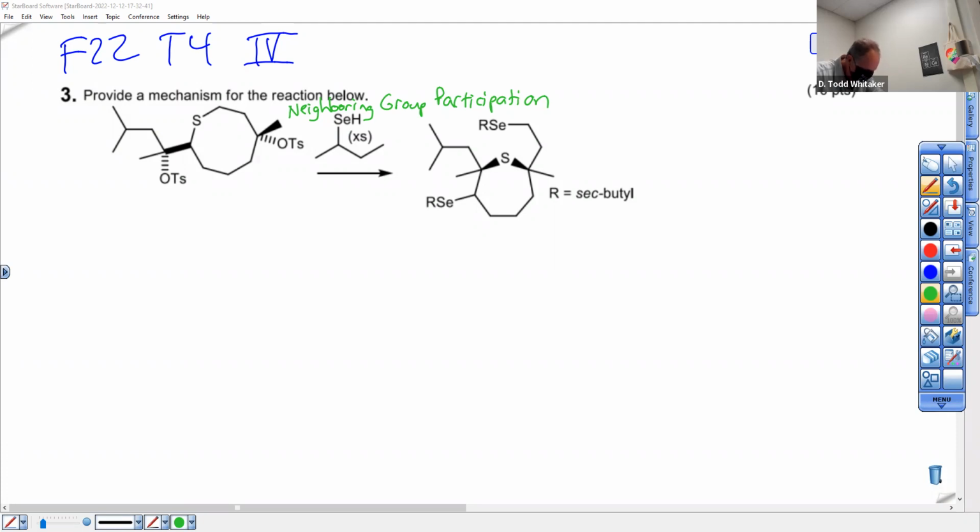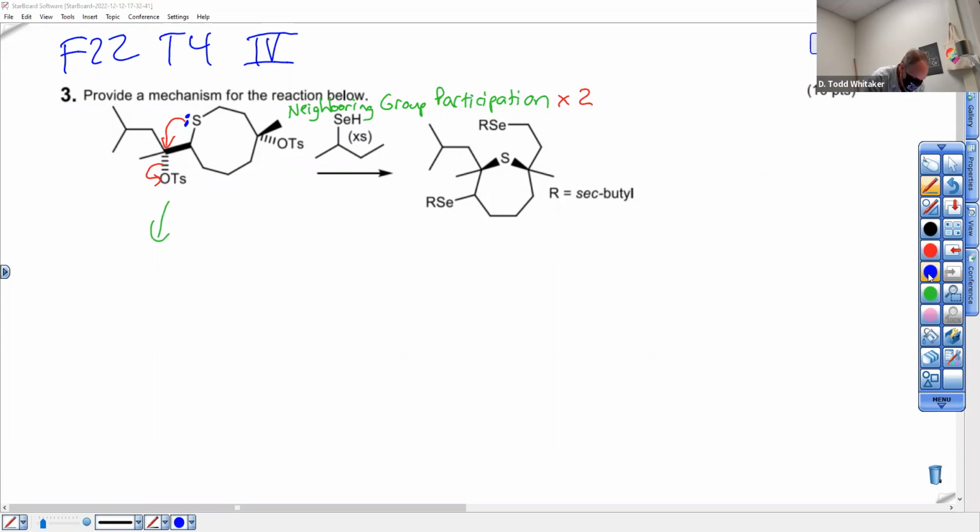I'm going to do the one on the left. So here's your neighboring group that participates. It's got two leaving groups in this molecule. It's NGP times two. I would not have that written as times two for you. You've got to figure that out on your own. And backside attack on a dash is a wedge, isn't it?